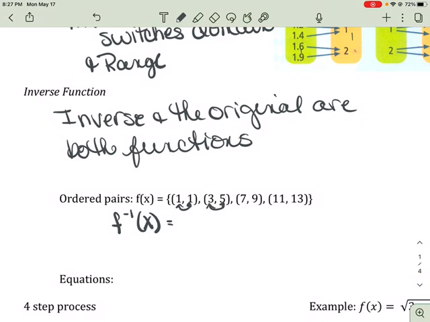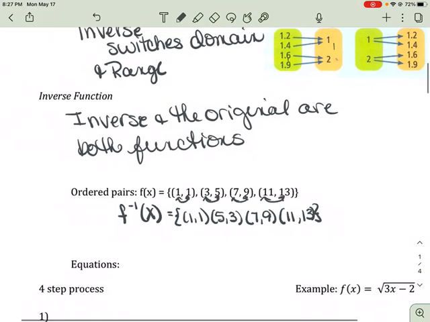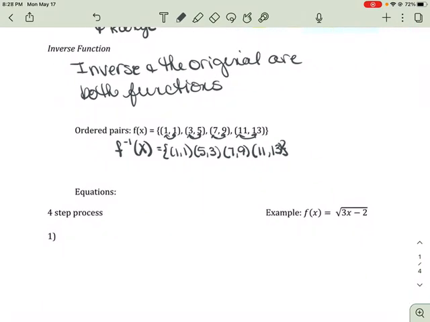So these guys are all just going to switch places. All right, so the first one is 1 comma 1, then 5 comma 3, 7 comma 9, and 11 comma 13. There we go. That's all we're doing is switching x and y. So for ordered pairs, it's really easy. We literally physically move x and y and change the ordered pair.